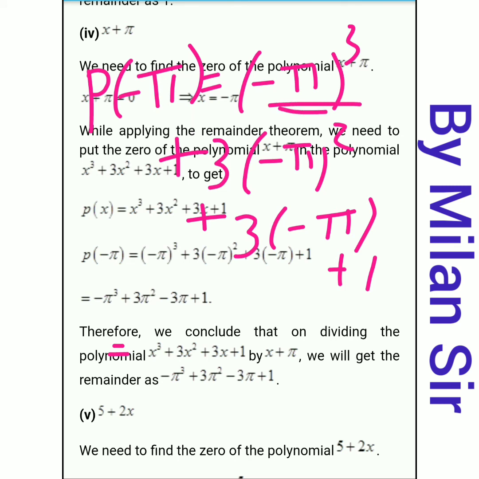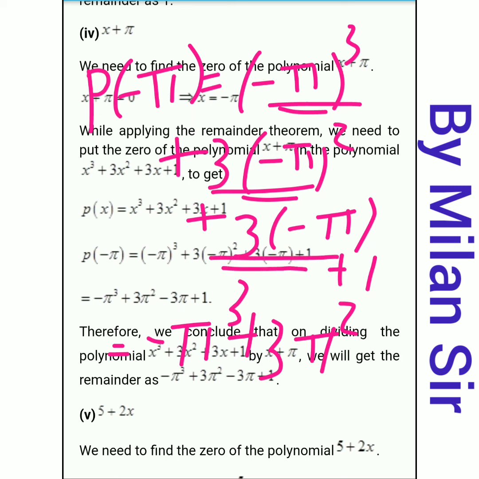Now minus pi cube. Pi cube is pi cube, and minus cube is minus. Here plus 3 into minus pi all square. So minus becomes positive, so only pi square. So 3 pi square. Here plus minus minus, 3 into pi, 3 pi, plus 1.